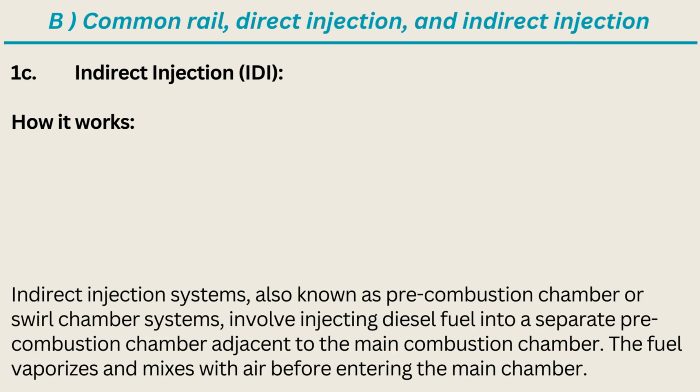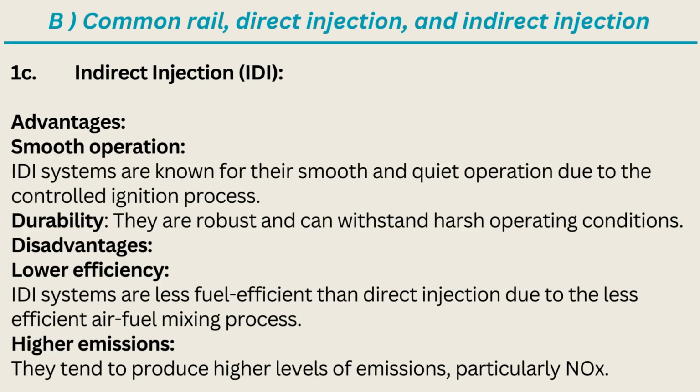1C. Indirect injection, IDI. How it works. Indirect injection systems, also known as pre-combustion chamber or swirl chamber systems, involve injecting diesel fuel into a separate pre-combustion chamber adjacent to the main combustion chamber. The fuel vaporizes and mixes with air before entering the main chamber. Advantages. Smooth operation. IDI systems are known for their smooth and quiet operation due to the controlled ignition process. Durability, they are robust and can withstand harsh operating conditions.